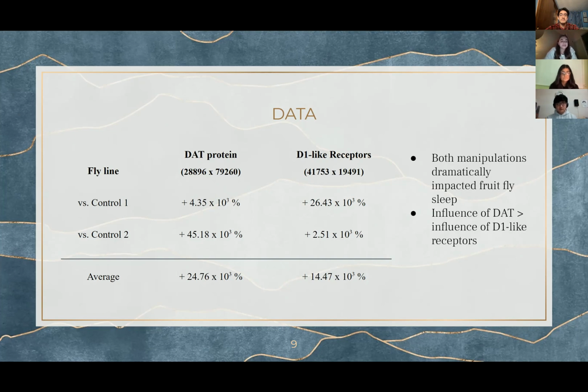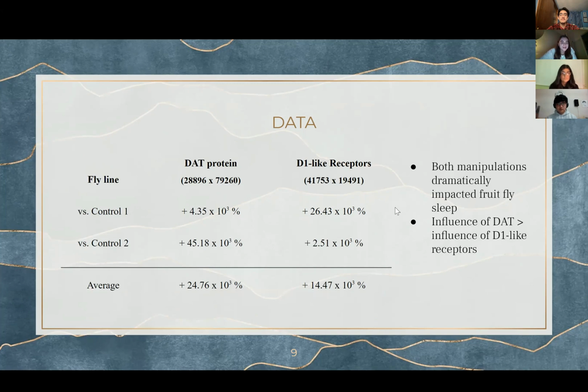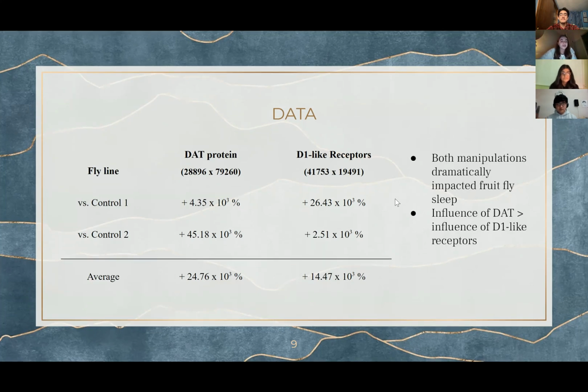For visualization purposes, we formatted the data in scientific notation, just because the percent differences were very large. The two main conclusions that we drew from the data were, first of all, that both manipulations had a very dramatic impact on fruit fly sleep. And second of all, that blocking dopamine transport protein caused almost twice the increase in movement compared to blocking D1-like receptor function. That indicated to us that the dopamine transport protein had more of an influence on Drosophila sleep than the D1-like receptors.